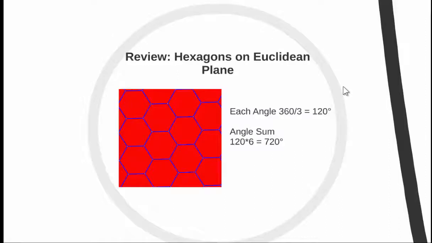First, let's review hexagons on the Euclidean plane. So a hexagon, each angle is 120 degrees, and so the sum of all the angles in a hexagon on the Euclidean plane is 720. And because each one is 120, there can be 3 touching at any vertex, as you can see here.